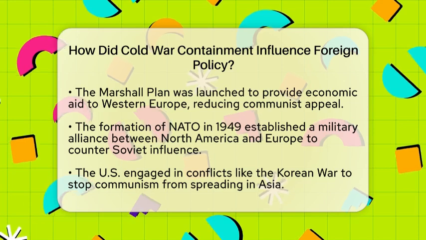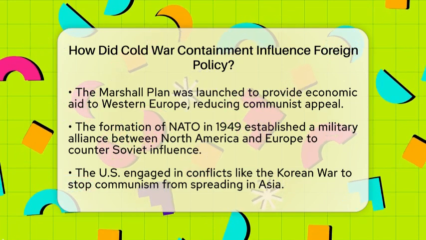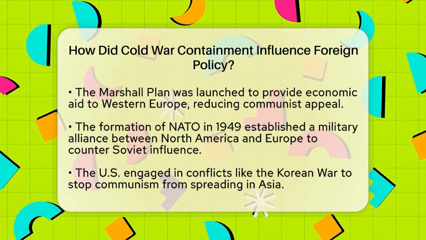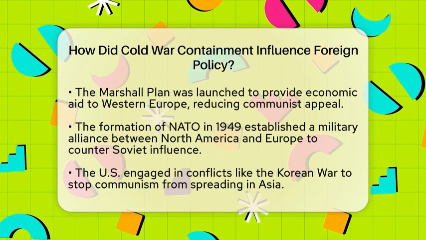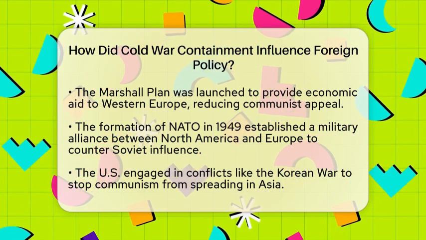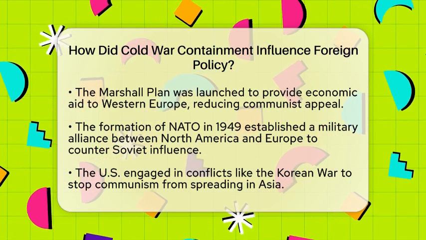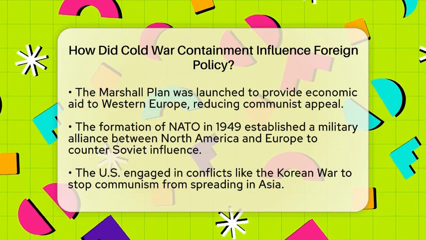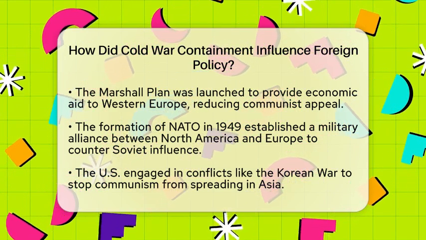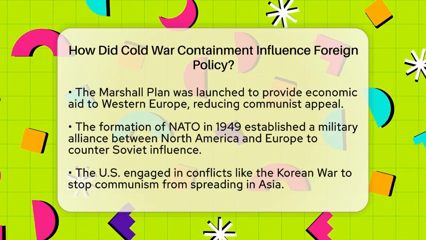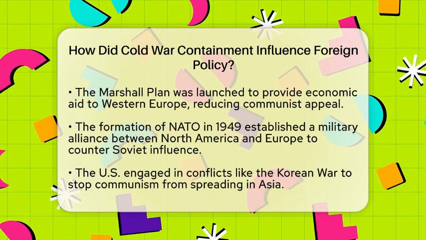President Harry Truman made this official in 1947 with the Truman Doctrine. He asked Congress for money to help Greece and Turkey, which were threatened by communist movements. He framed it as a battle between freedom and totalitarianism. This was the start of a new way of thinking about foreign policy.